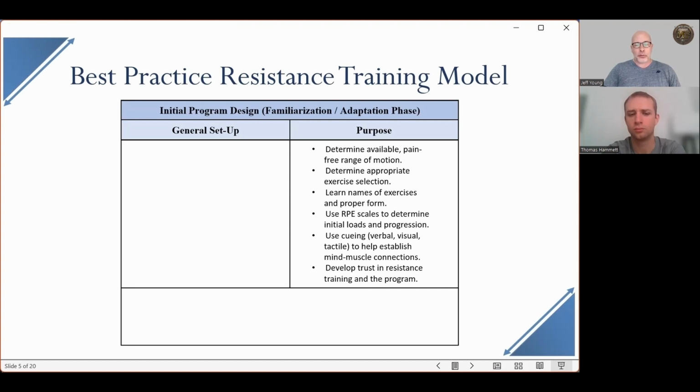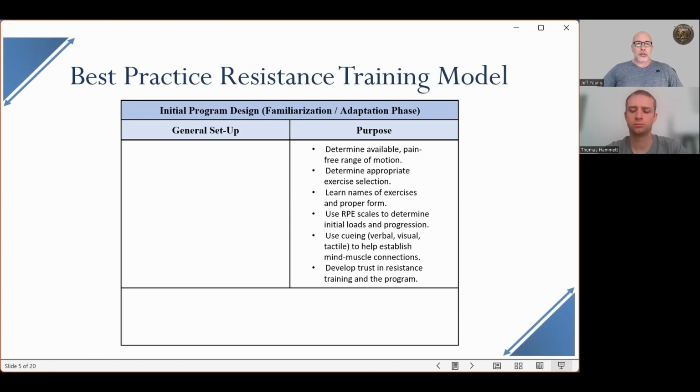But as you can see from the bullet points, the primary purpose of this phase, again, it's a learning curve phase. So the coach needs to learn and determine the client's available pain-free range of motion, because so many people are walking around with joint pain, or they may have been referred through a physical therapist, and they're still dealing with some joint issues or conditions, or even stuff that is asymptomatic. So there might be a condition that's asymptomatic, that you still want to determine the proper range of motion for that person so that you don't flare anything up.